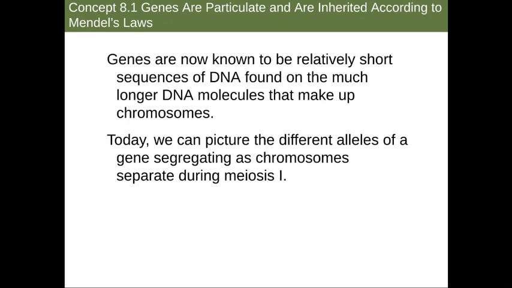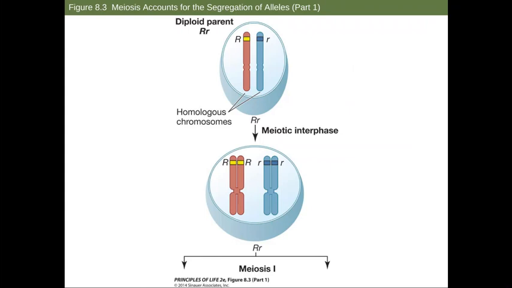Genes are now known to be relatively short sequences of DNA on the much longer DNA molecules that make up chromosomes. We can picture the different alleles of a gene segregating as chromosomes separate during meiosis 1. In figure 8.3 on page 154, we have a demonstration of this. We have our diploid parent here with our homologous chromosomes, in meiotic interphase, demonstrated right here.